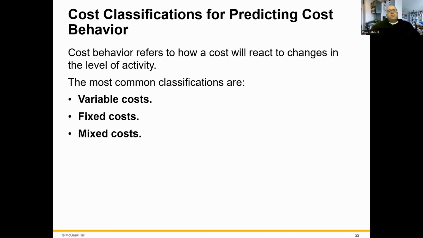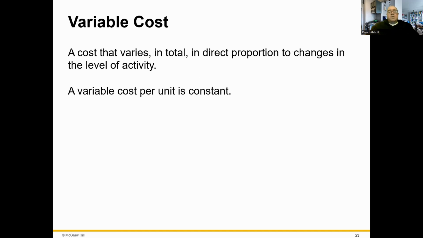All right. So cost classifications for predicting cost behavior. There are different types of costs that we are going to look at. So we have variable costs, fixed costs, and then sometimes we'll see mixed costs. A variable cost is a cost that varies in total in direct proportion to changes in level of activity. And so a variable cost per unit is constant. It's going to be the same per unit, but you multiply by how many units, and then the total is going to change.